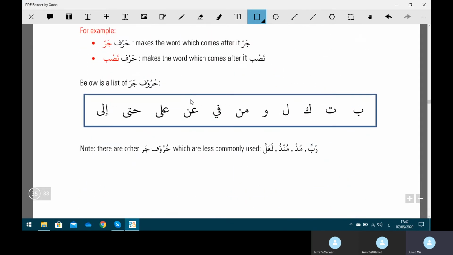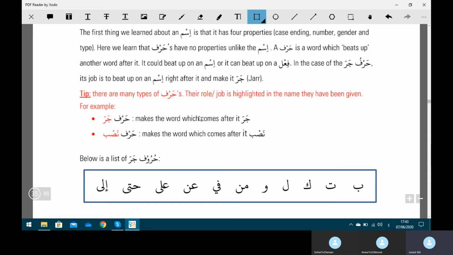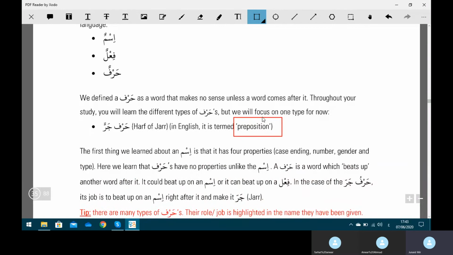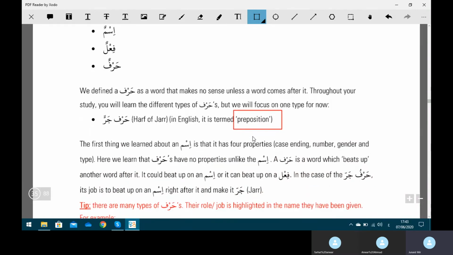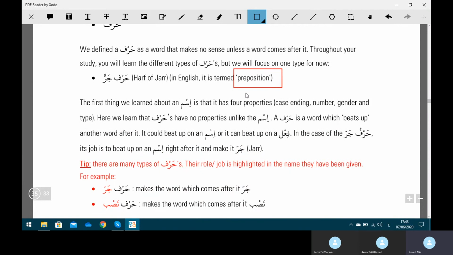Why do I like the Arabic terminology? Because when you hear jar with it, you know, all right, this harf makes the noun after it jar. So it's self-explanatory. That's why I like it. So we use the Arabic term harf jar for now. In English, just if you're interested, the word is preposition.